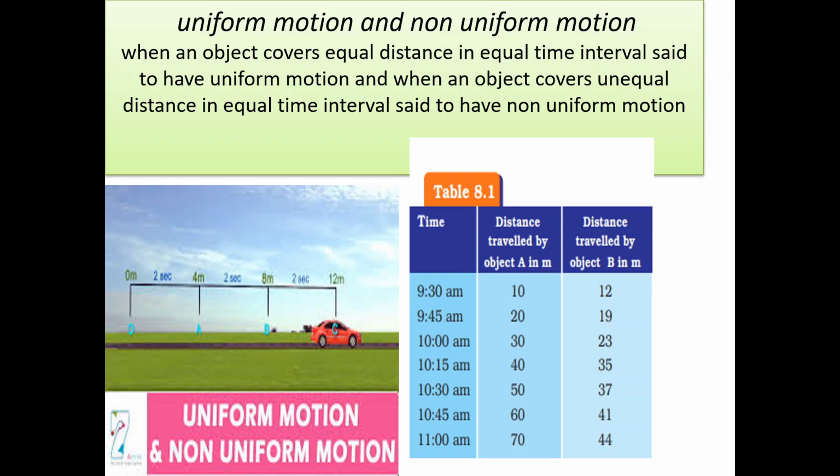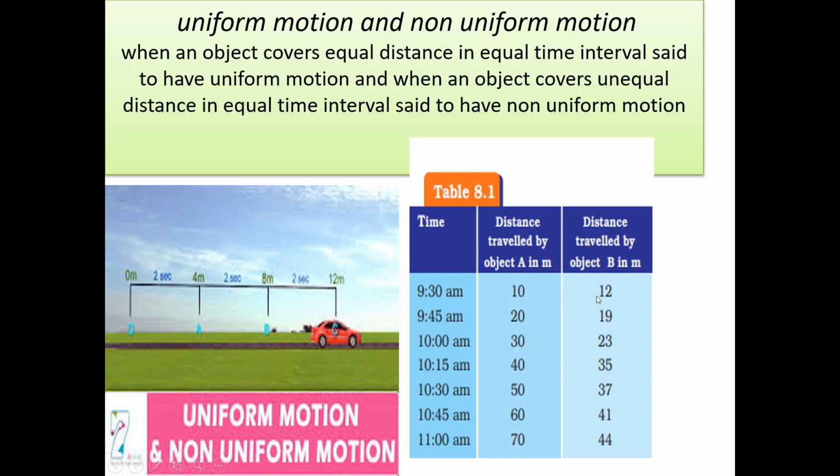When an object covers equal distance in equal time interval, it is said to have uniform motion. From this table you can easily observe that the object A is having uniform motion and the object B is having non-uniform motion. At 9:30 am it covers 10 meter, at 9:45 20 meter, 10 am 30, means every 15 minutes the object is covering 10 meter distance.